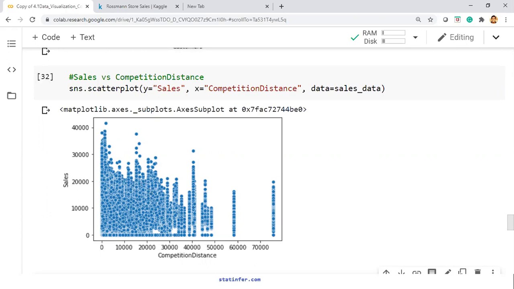So that is the conclusion of continuous versus continuous variables. Are there any questions?